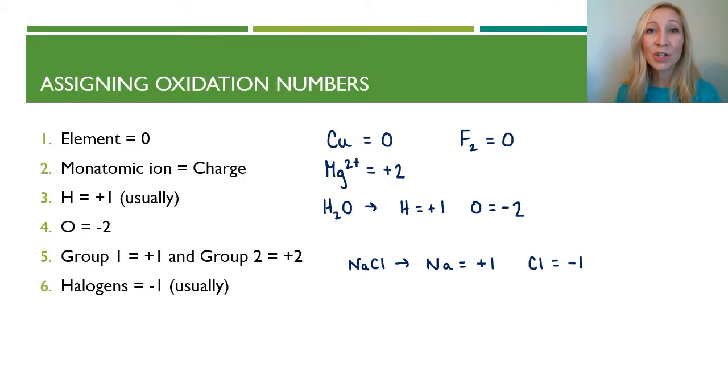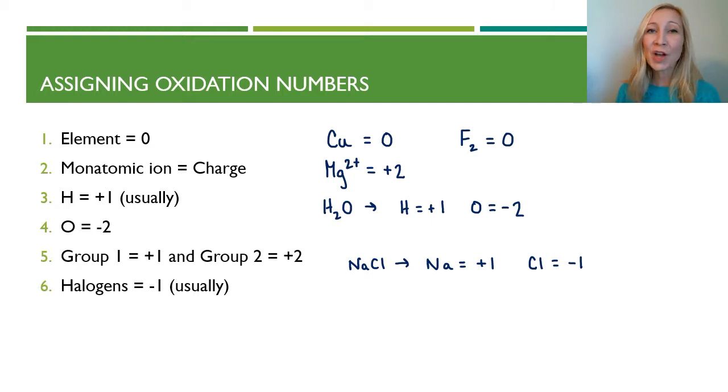Now I say the word usually when I talk about the halogens having a negative 1 oxidation state, and this is because they usually do have that oxidation state, but sometimes they can have different oxidation states. So I try to keep assigning the oxidation states of the halogens until towards the end.